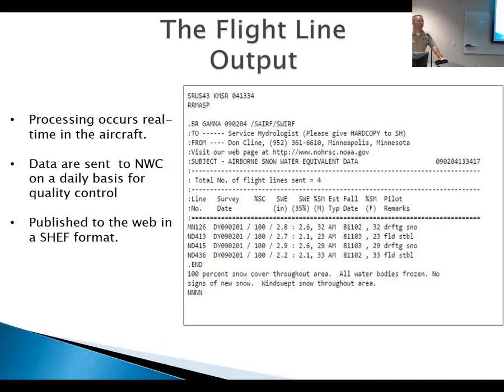The flight line output. So what do we actually produce when we go out and fly these lines? Well, it's processed in real time in the aircraft. We have really smart folks back at the center, software engineers, who have built a system that collects all that data and applies that background file, and it gives us the snow water equivalent as soon as we end the line.